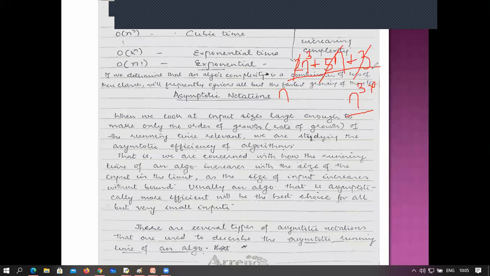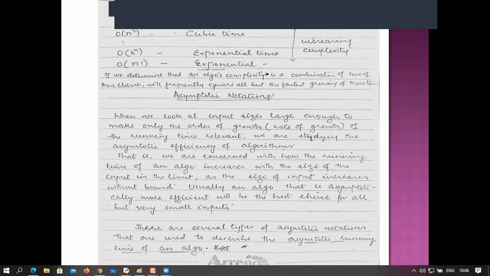Whenever we need to represent a complexity, there are some notations, some ways to represent that complexity. Your complexity can't be exactly n raised to power 3. It can't be exactly n or n square or log n or n log n. There are some ways to represent these complexities, and this topic is really very important. So what are those notations? Those are called asymptotic notations.